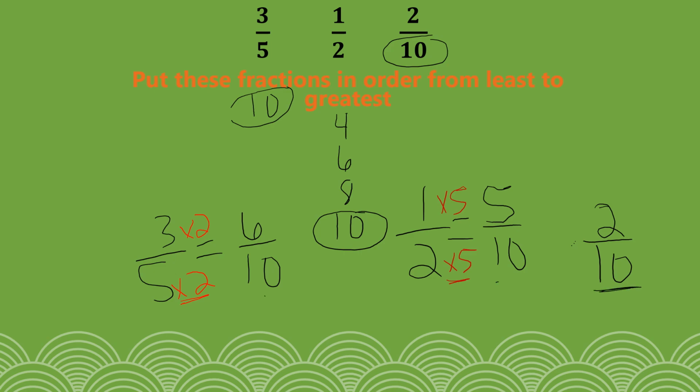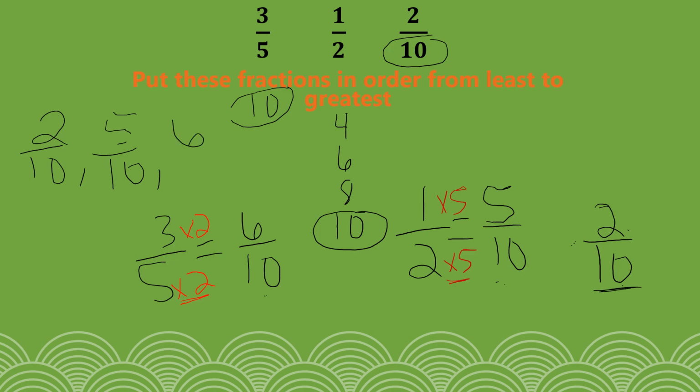Now that everything is the same, the denominators are the same, they're coming out of the same whole, and that just means all of them are the same sizes. If I draw a picture, all of them are the same size. So I could tell least to greatest. So my smallest numerator here is 2. So 2/10 will come first. Then I'm looking at 6 and 5. 5/10 will come next.